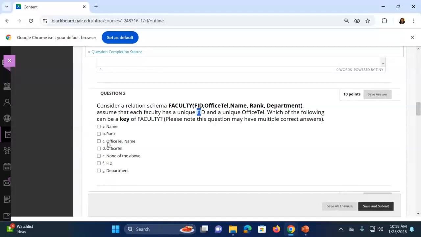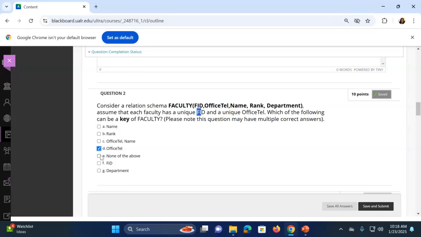So a key must be minimal, it cannot have any redundant attributes. That's why office telephone number name is not the right answer. D is the right answer. D, office telephone number, is unique and it's minimal. Minimum does not mean that it only has one attribute. It means that it does not have redundant attributes.